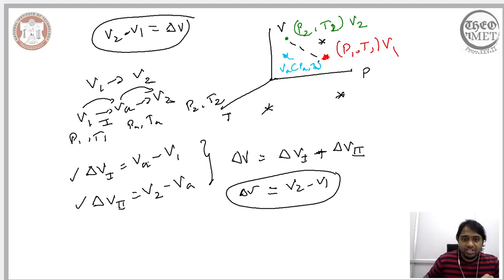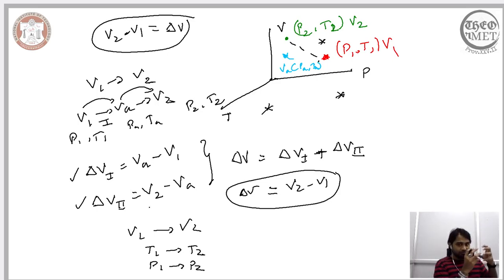So what I mean by that is, the change in the state of the system from V1 to V2 involves both a change in temperature from T1 to T2 and pressure from P1 to P2. So when you consider the change in state directly from V1 to V2, what essentially is happening is we are simultaneously changing temperature T1 to T2 and P1 to P2. In order to achieve a change in the state of the system directly from V1 to V2, we are changing both pressure and temperature from one value to another.